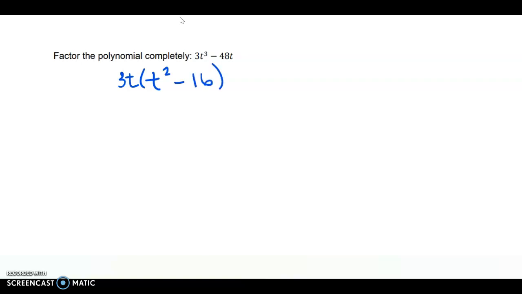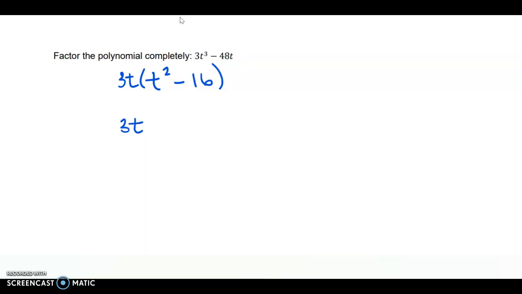Now we definitely don't want to stop here. We want to look, can we factor what's inside? Well, I'm seeing this is a difference of squares. T squared is a perfect square, 16 is a perfect square. So that tells me I can factor that using the difference of squares method.